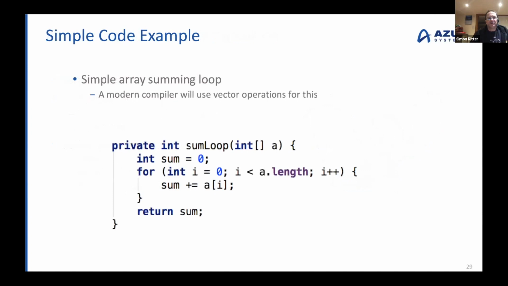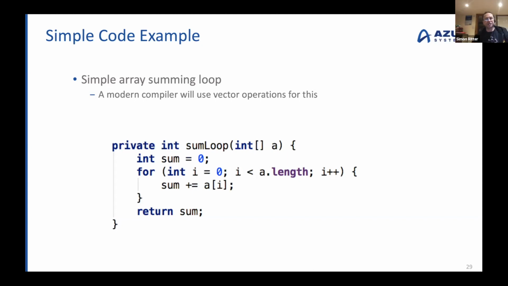To give you some examples of that, here's a very simple piece of code where we're taking an array of integers and simply adding up the values in that array. If you give that to pretty much any modern compiler, it will look at that and say, we can use vector operations to optimize this.